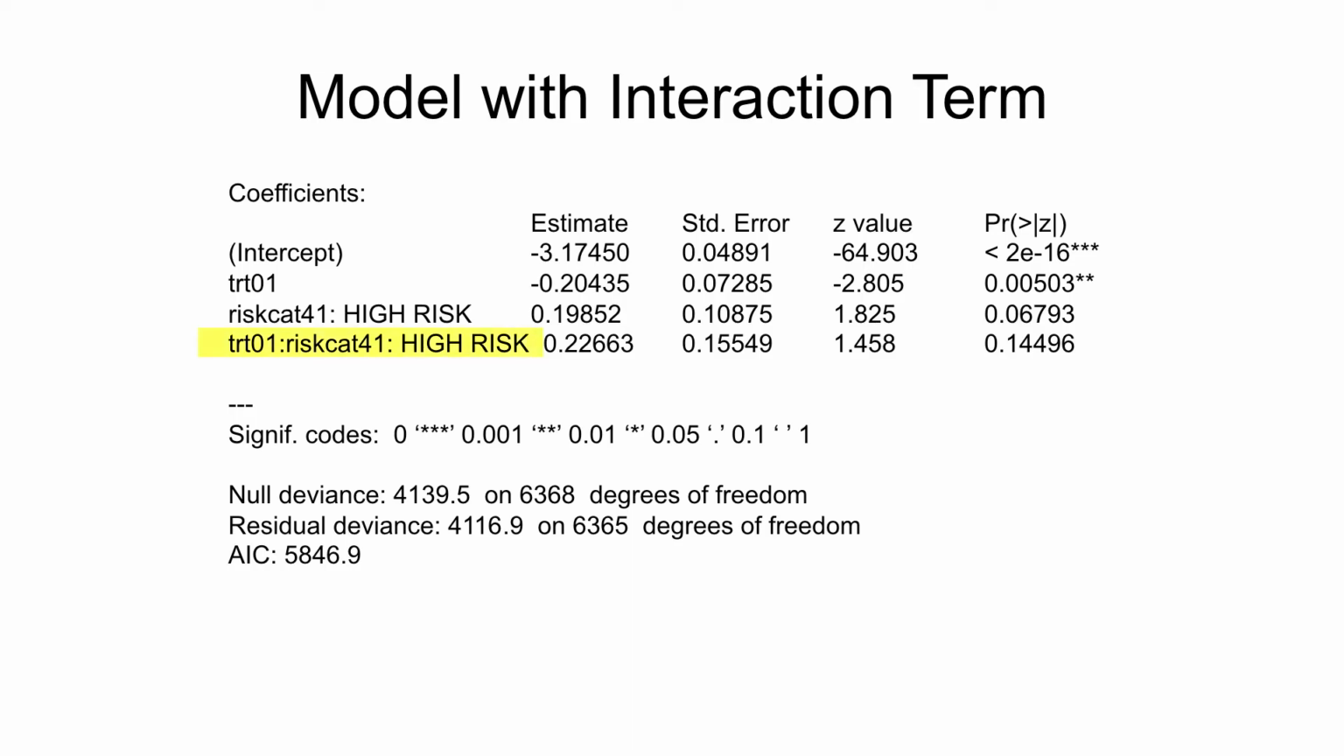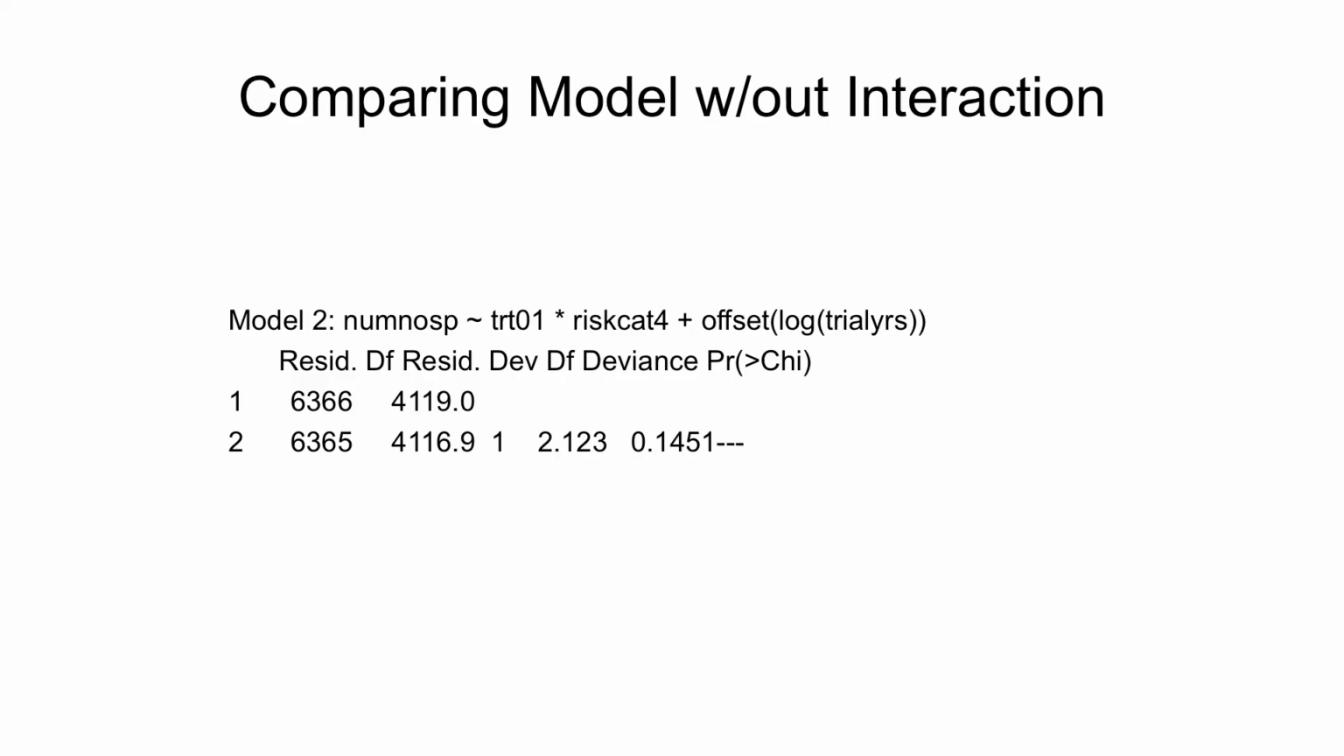First, let's fit a model with an interaction term of baseline risk times treatment included. Here's our output with the interaction term included in our model. We first compare the model with and without the interaction term using the likelihood ratio test. This gives us a p-value of 0.145. So we fail to reject the null hypothesis that the residual deviance of the models are the same. This suggests that there is a non-significant interaction.